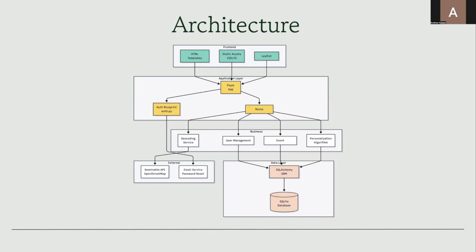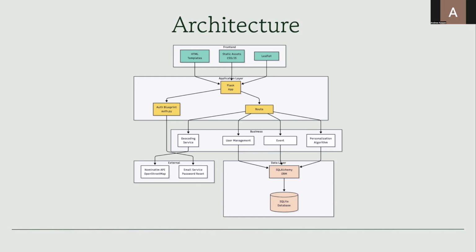Our application is built on a layered architecture pattern. At the top, we have our front-end layer, which consists of HTML templates powered by Jinja2, static CSS, and JavaScript assets. And we use Leaflet for interactive maps. The application layer next is built with Flask, which contains our main app.py file, our authentication blueprint in auth.py, and various route handlers that manage request responses from our data layer and business layer.